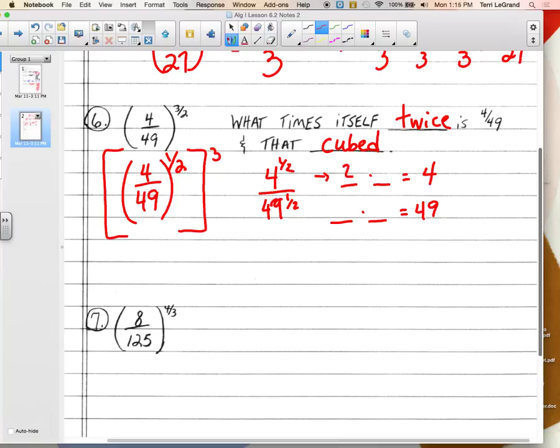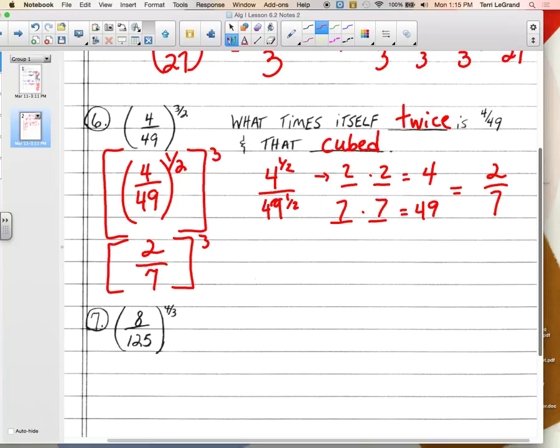Okay, 2 times 2 is 4, or in other words, 4 to the 1/2 power, or the square root of 4 is 2. 7 times 7 is 49, or in other words, 49 to the 1/2 power, or the square root of 49 is 7. So now we are saying that this becomes 2 sevenths. That's just this part, you guys. So we just replaced this part with 2 sevenths. We still have the brackets and the to the third power. So we found the 4 over 49 to the 1/2 power. Now we found that to be 2 sevenths.